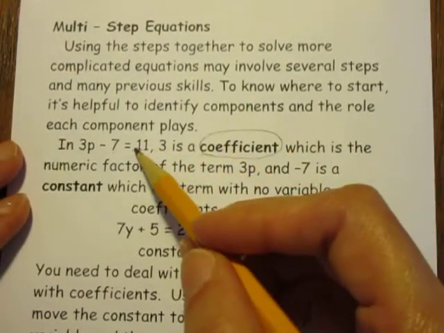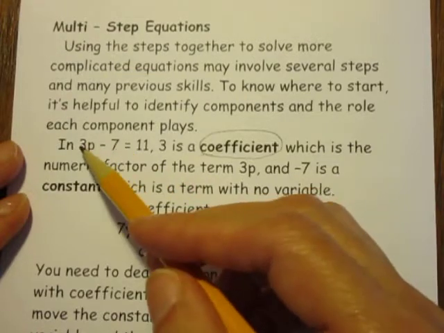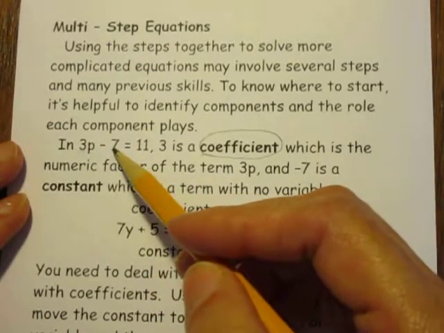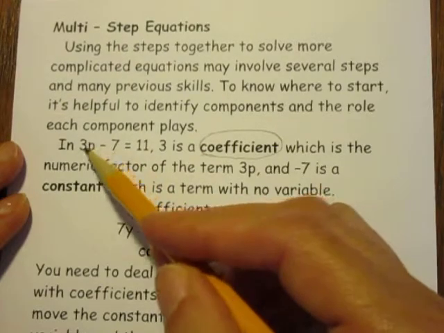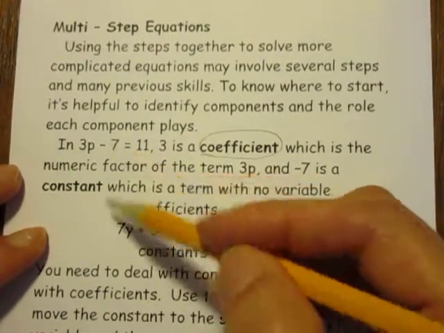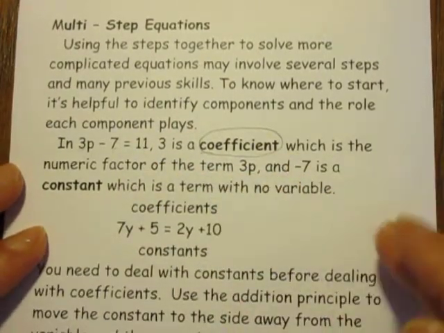So we're going to find that as you move forward, the 3, being a coefficient, is very different than the negative 7, which is a constant, and we treat them very differently. It's going to be very helpful for you to recognize how to start in solving a problem.